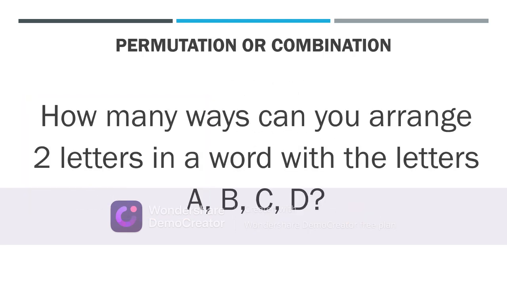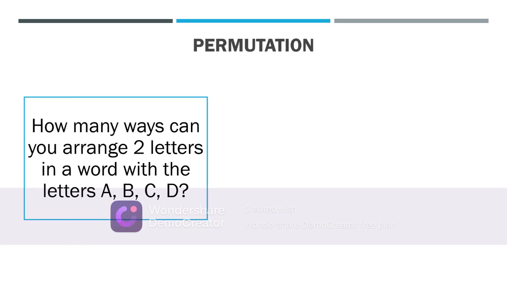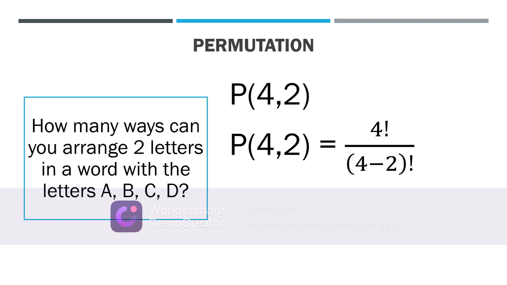How many ways can you arrange 2 letters in a word with the letters A, B, C, D? Still arranging. The order of letters matters and you are selecting 2 letters at a time. This is permutation. So our n is 4 because of A, B, C, D. We have 4 letters. And we are going to arrange 2 letters only. Permutation of 4 taken 2 at a time is equal to 12. There are 12 ways to arrange 2 letters.